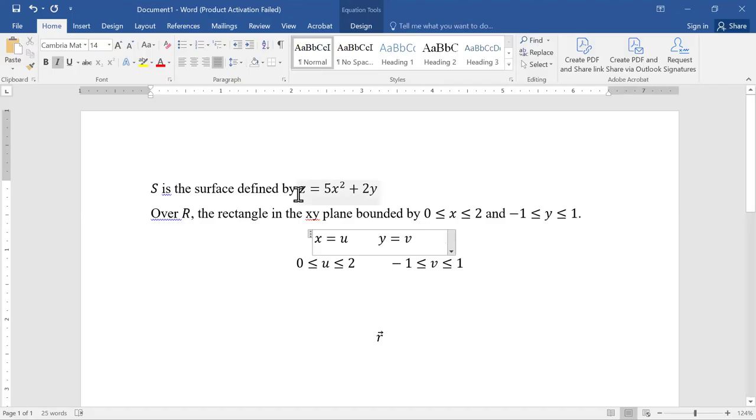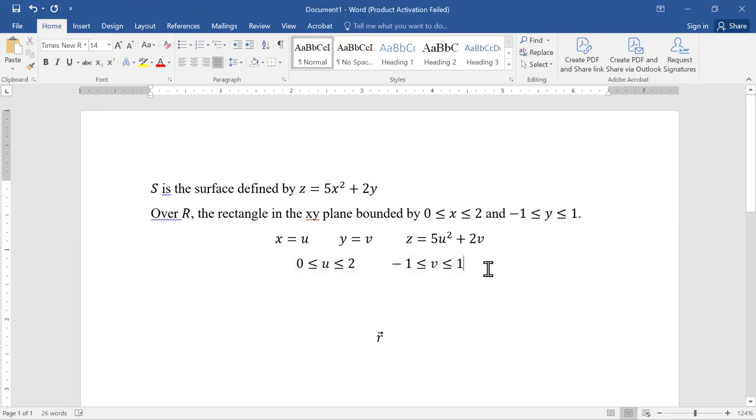What about z? Well, z has to be equal to 5x squared plus 2y. And I can simply substitute in u everywhere I see an x and v everywhere I see a y. So I get 5u squared plus 2v as my z value. Notice that I don't need any other numerical parameterizations. I just need the numerical values for u and v.